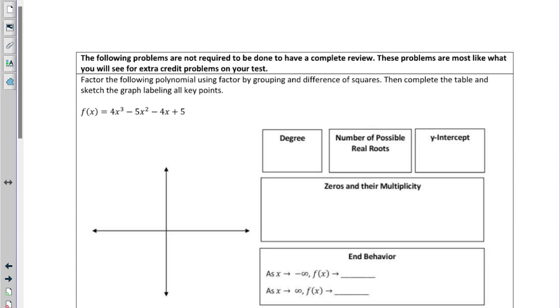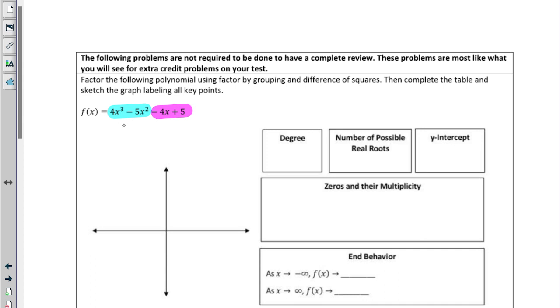All right. So we're going to factor by grouping, and then we're going to use difference of squares, and then we're going to graph the function. Well, what does factor by grouping mean? Factor by grouping means we have two groups, a group here and a group here. I want to find what's in common between the first two things and the second two things. I'm going to pull out the biggest thing that's in common between both of them.